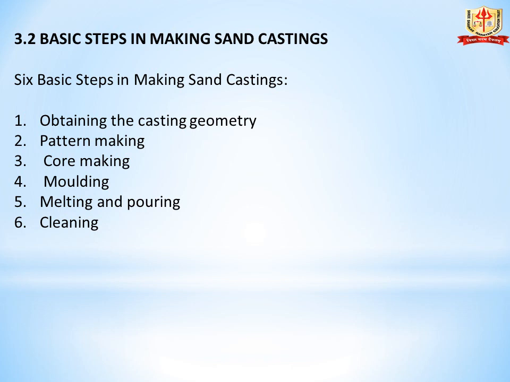Now we see the basic steps in making sand casting. There are 6 basic steps in making sand casting. These are, first is obtaining the casting geometry, second is pattern making, third is core making, fourth is molding, fifth is melting and pouring, and sixth is cleaning.